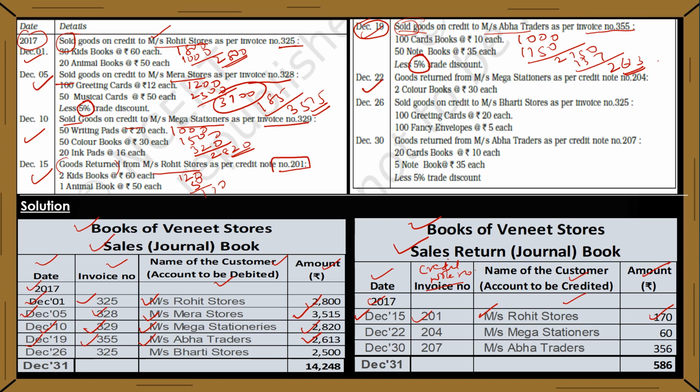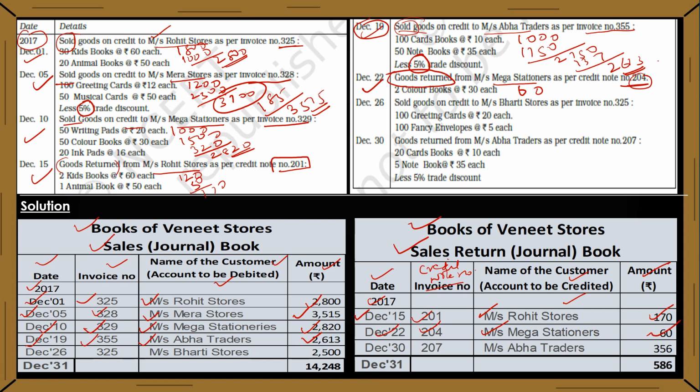Okay, next December 22. Goods returned from Mega Stationeries as per credit note number 204. Here it is goods returned. So we have to take it to the sales return journal book. Okay. On December 22, what is the credit note number here? 204. So 204 and name of the customer is Mega Stationeries. What did they return? 2 color books at 30 each, just 2 into 30, 60 rupees.